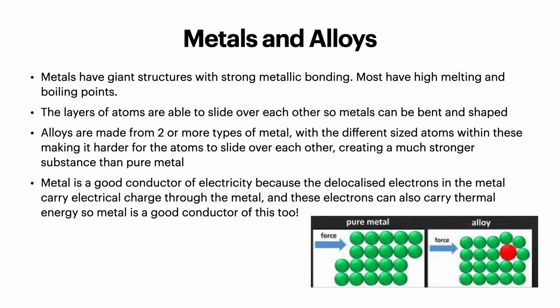Metal is a good conductor of electricity because the delocalized electrons in the metal carry electrical charge through the metal. So very similar to the metallic bonding that we looked at earlier. These electrons can also carry thermal energy, so metal is a good conductor of thermal energy, or heat, too.